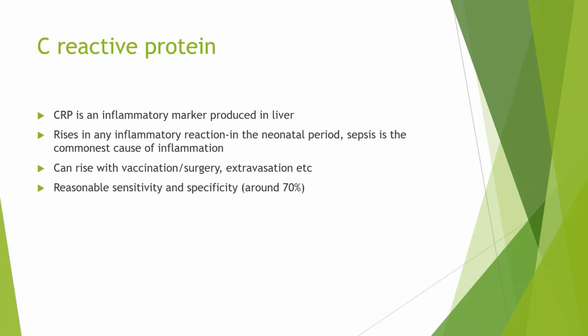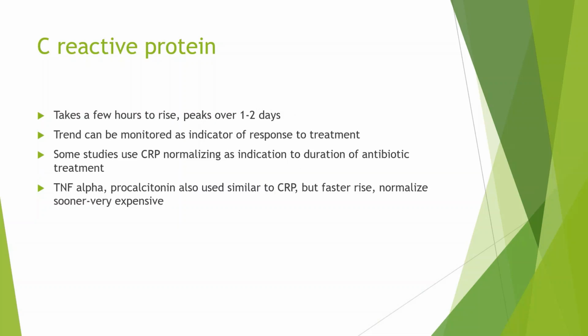Procalcitonin is also a useful tool, though a little more expensive, and it rises quicker than CRP. So if CRP is normal in a baby with suspected sepsis, the high procalcitonin may guide you in the treatment. The CRP takes a few hours to rise and peaks over 1 to 2 days. The trend can be monitored as an indicator of response to treatment, and some studies use CRP normalizing as indication for duration of antibiotic treatment, as I mentioned earlier.